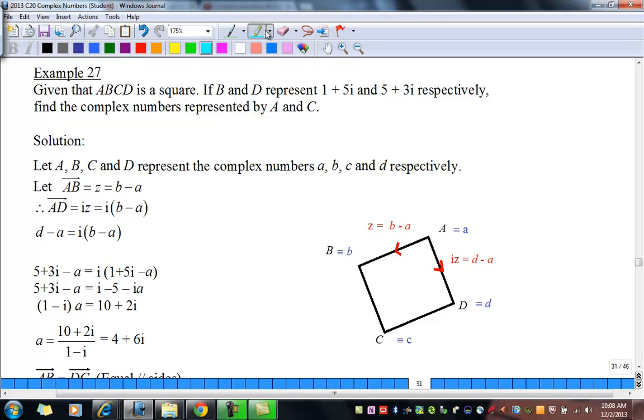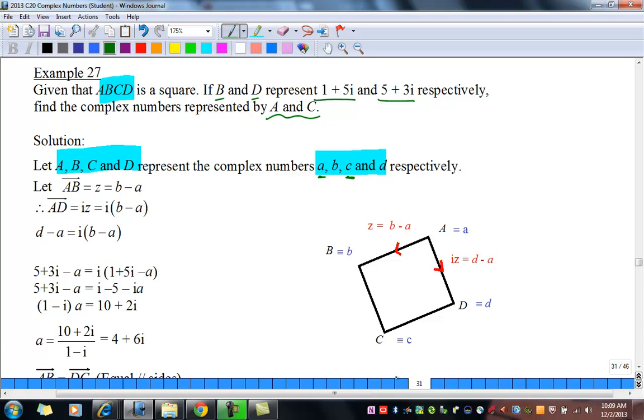Example 27 is an interesting example in which we can consider a square ABCD, and in this square we know two of the vertices B and D to be the following two complex numbers. Now, what I want to do at the end of the day is to find the remaining two vertices A and C. So of course I'm going to begin by letting my four vertices represent four different complex numbers, and I bear in mind my aim is to solve for A and C at the end of the day.